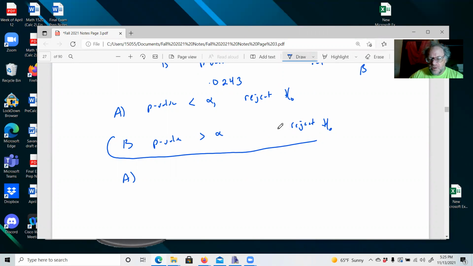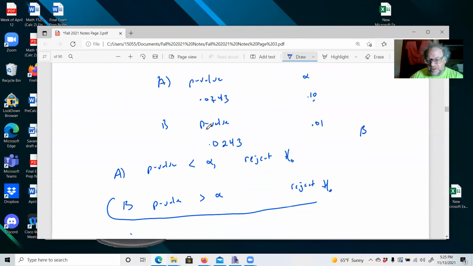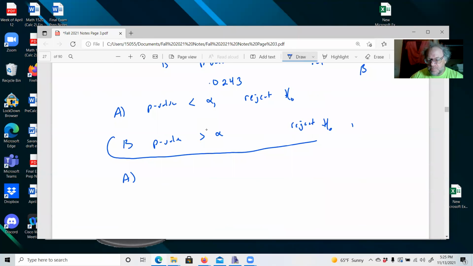Reject H0. So what's our alternative solution here? The alternative was probability is greater than 11%. The proportion of adults who have confidence in the economy is more than 11%. All right.